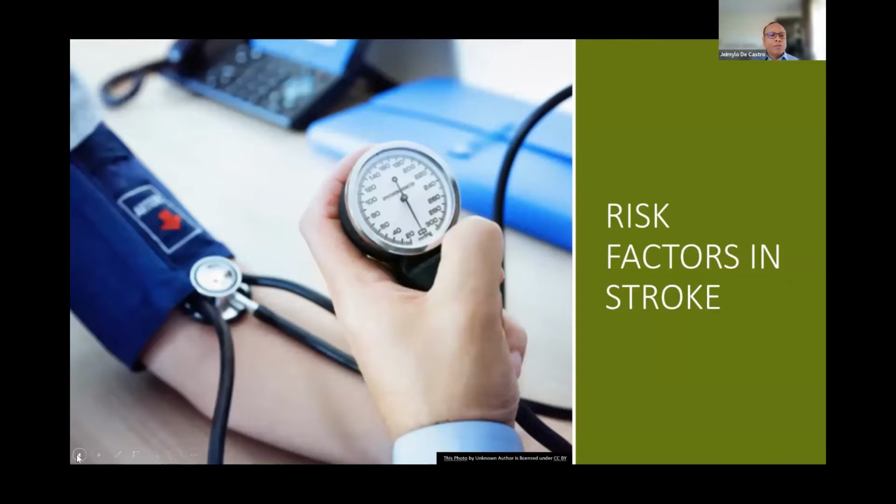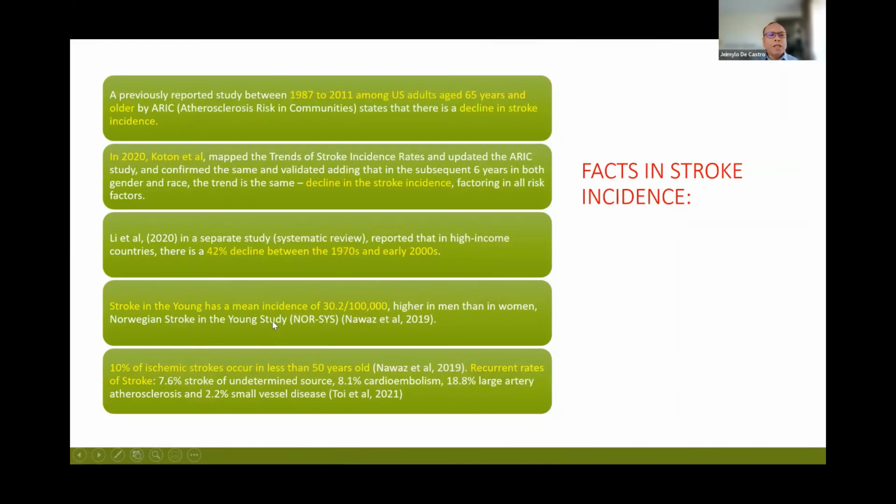Now, also, sorry for that, there is what we call the stroke in the young, which we are seeing most recently for the last maybe 10 to 20 years. And the incidence is 30.2 per 100,000. It is higher in men than in women. And this is very interesting because they have a very peculiar pattern of this disease, as we will learn later on. Then, of course, 10% of ischemic strokes occur in those less than 50 years old.